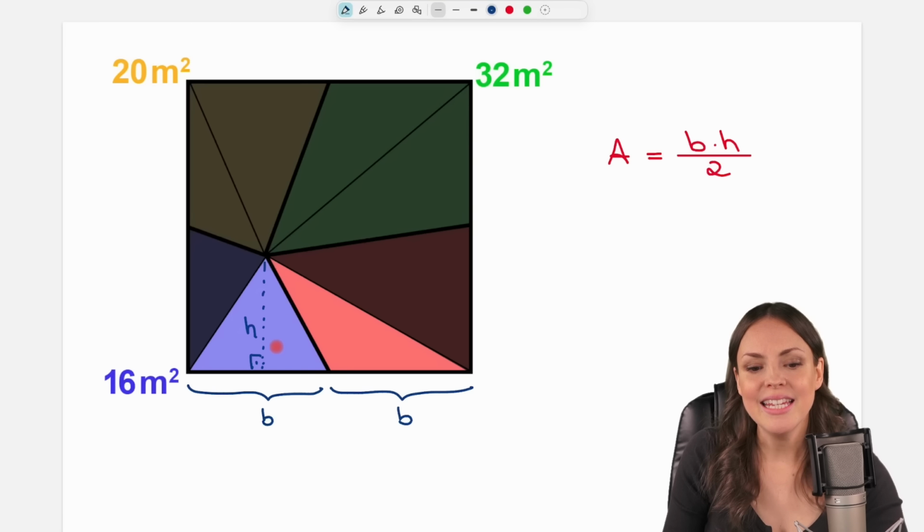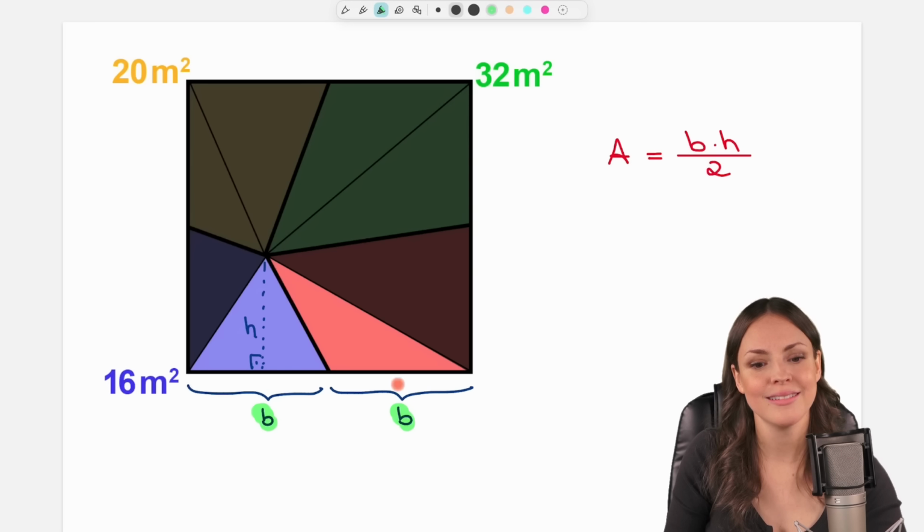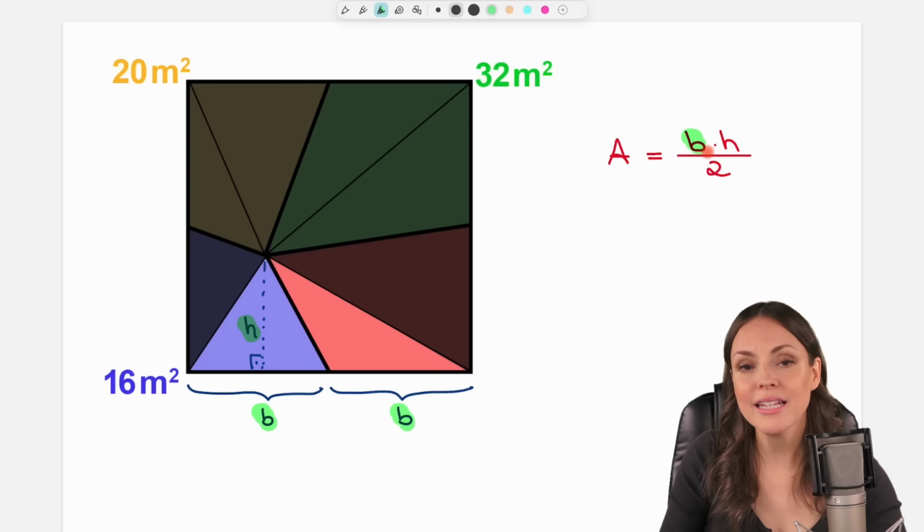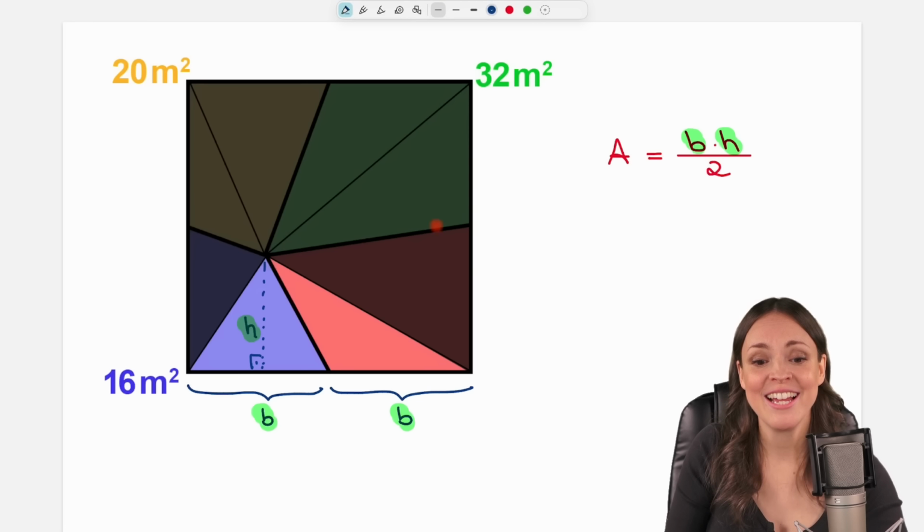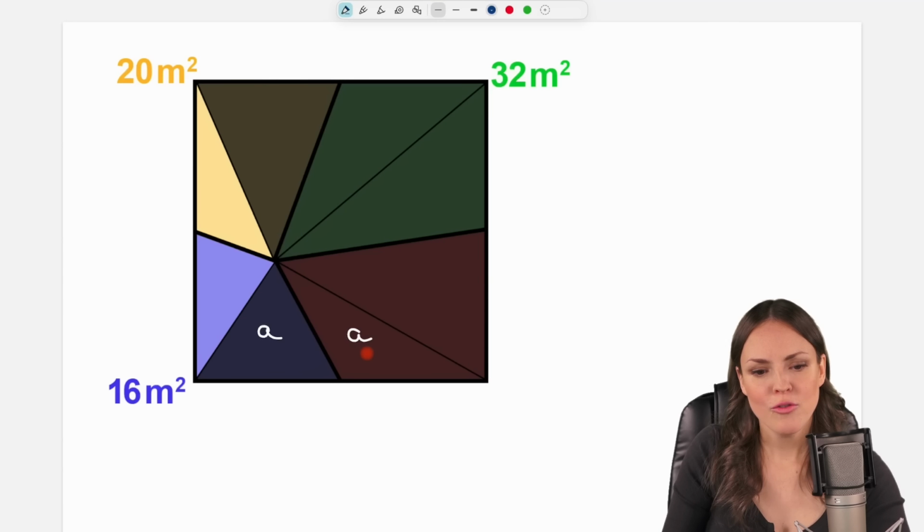Which means that these two triangles have the same base and they share the same height. What does this mean for the areas of these two triangles? If they have the same base and the same height, they're going to have the same area. So if I call this area A, then I know that this triangle has the same area A as well. And if we compare these two triangles, let's see if that's the same case here.